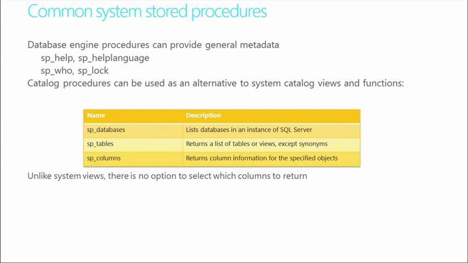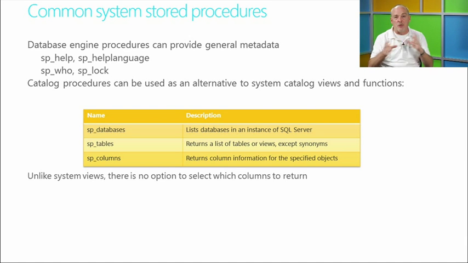So common system stored procedures, we just look at a few of these: SP databases, SP tables, SP columns. Again, we're going to look at the use of the dynamic management views or DMVs or system catalogs as ways for us to access this similar information. Unlike the system views, there's not an option to select which columns to return. So if I want some information about SP databases, I type in SP databases. If I supply a database name, I get all the information about that database name. I can't be picking and choosing what information I want about that database or about that table or about the columns. But we have a little bit more flexibility when we're using the system catalogs or the views and the functions that are available to us.